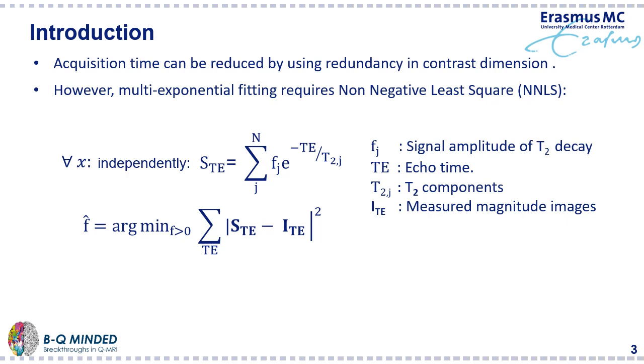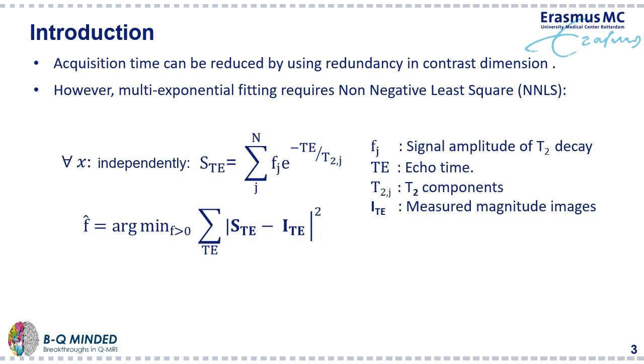Unlike other parameters, myelin water fraction requires multi-exponential fitting, which often needs constraints such as non-negative least squares. This equation shows the signal originating from each voxel, which consists of a number of T2 components. Fitting this model to measured magnitude images requires a non-negative least squares constraint.